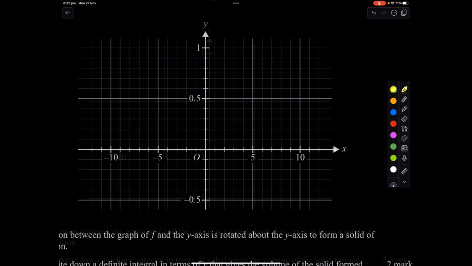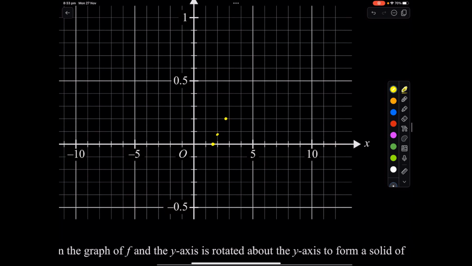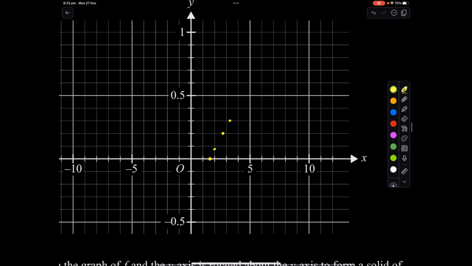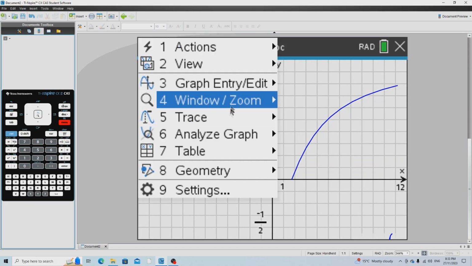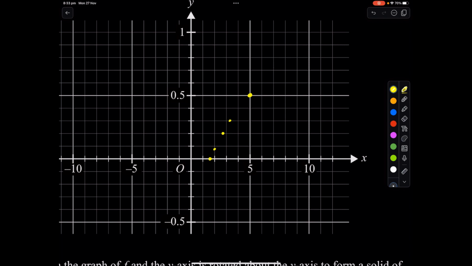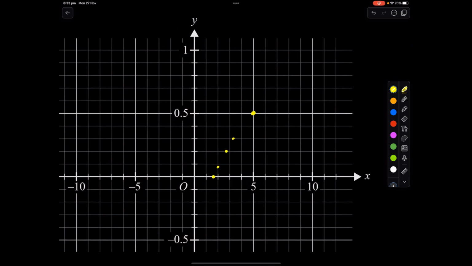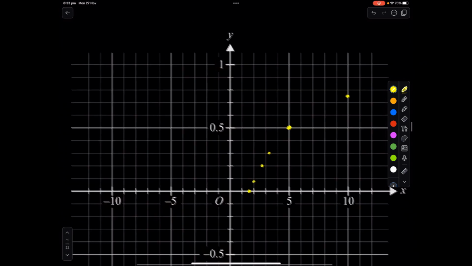So if I zoom in, I know for a fact that the graph is going to pass through this point, this point, and this point. I'm just going to make my life easy and go to trace. What's at 5? If I press 5, x equals 5, it's 0.5. So at 5, it's approximately over here. What about 10? It's 0.75. But I want to be careful because I want to make sure it's still in that domain.